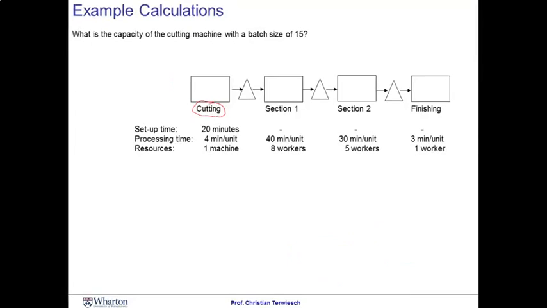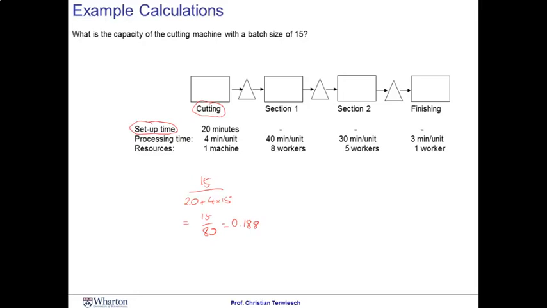To find the bottleneck of the process, we have to calculate the capacity for each of the 4 resources in the process. As we said before, for the cutting machine we had 15 shirts be produced in 20 minutes setup plus 4 times 15 minutes of production time, which is equal to 15 divided by 80, which is roughly 1.88. Notice that the cutting step is the only resource here in the process that requires a setup time.